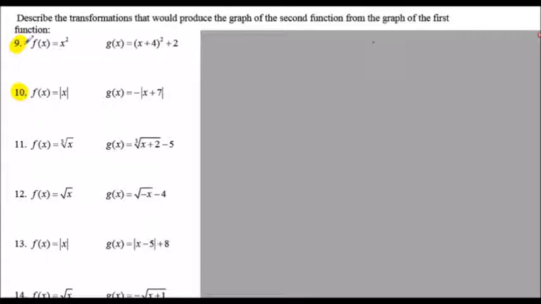So first for 9, it says describe the transformations that would map f onto g. So what are you noticing that's different? Well, first of all, we got this plus 4. Think about what that does. Well, we said inside the function, the plus 4 has a particular behavior, and outside the function, the plus 2 has a particular behavior. So write down what you think, then play the recording.